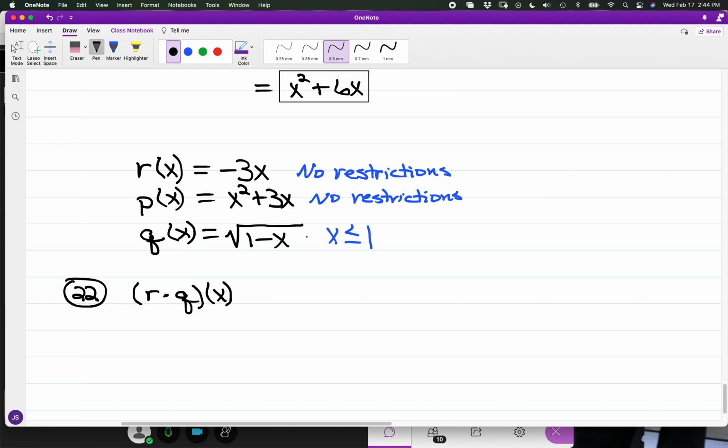Okay, so we have R has no restrictions, and Q has the restriction x is less than or equal to 1. So again, you have R with no restrictions. However, Q has the restriction that x is less than or equal to 1. So for the product, combining the restrictions, we have only one restriction, and that's going to be that x is less than or equal to 1.